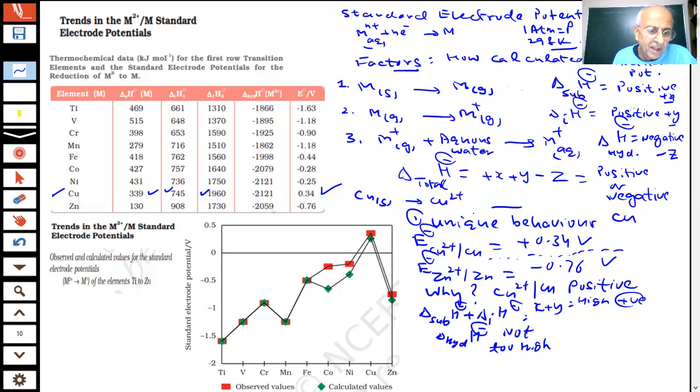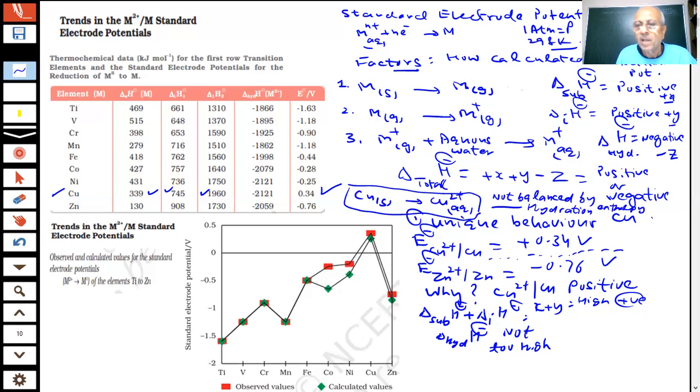High energy is required to go from copper solid to copper 2 plus. But it is not balanced by the hydration enthalpy. Therefore, the value is positive. If the value is positive, what will be the consequence of this? E naught is positive.